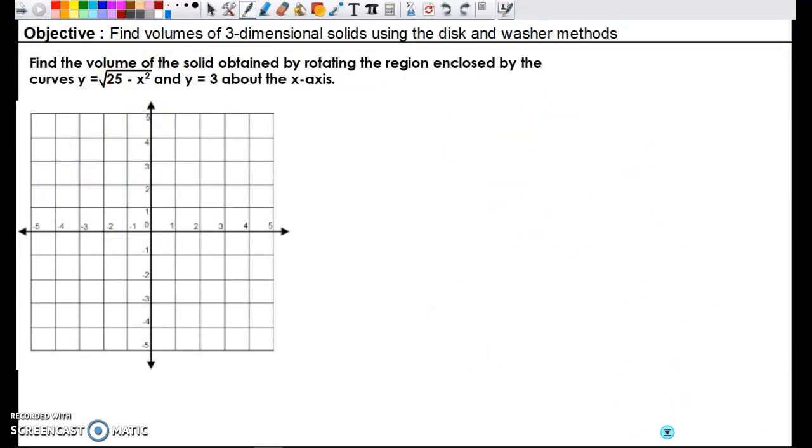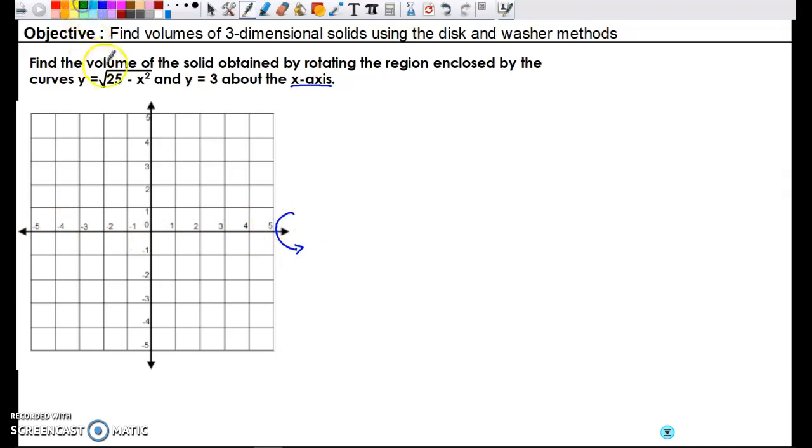Find the volume of the solid obtained by rotating the region enclosed by the curves y equals the square root of 25 minus x squared and y equals 3 about the x-axis. That's going to be the most important part to realize, whether I'm rotating around the x-axis or the y-axis, because that's going to tell me whether I'm going to integrate with respect to x or with respect to y. So I have a horizontal axis of rotation. I'm rotating around the x-axis, okay?